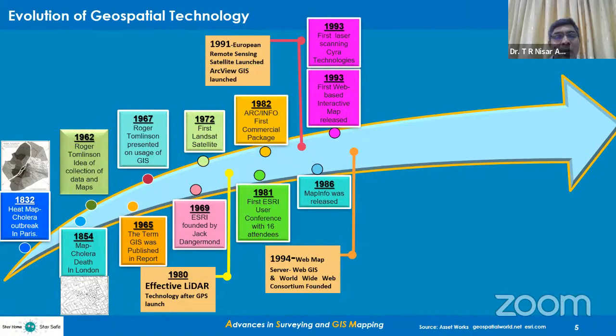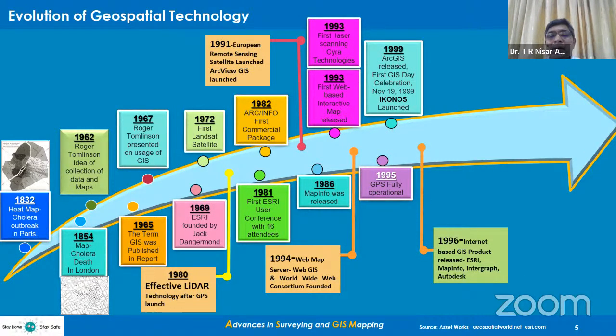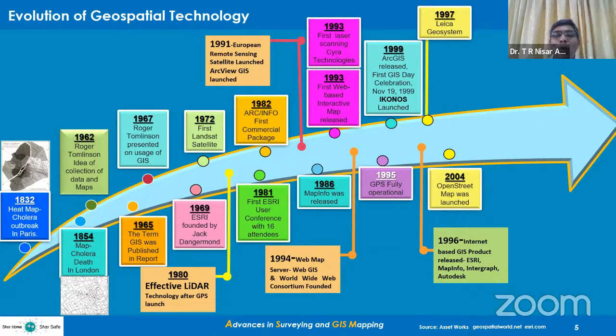Similarly, in 1994, the web map server and WebGIS all started. In 1995, the fully functional GPS facility was operational. In 1999, ArcGIS was released, the Windows-based one, and the first GIS Day was celebrated on November 19. Similarly, IKONOS satellite data was launched. In 1996, an internet-based GIS product was released by ESRI. In 1997, Leica Geosystems, focused on surveying and mapping, was launched. In 2004, OpenStreetMap was launched. In 2005, Google launched Google Maps and Google Earth.